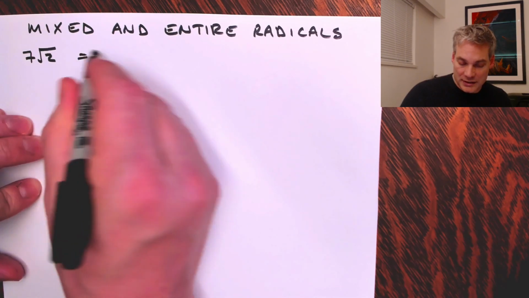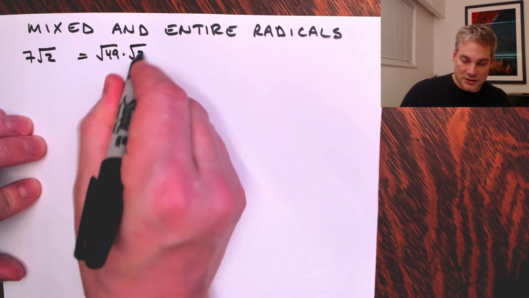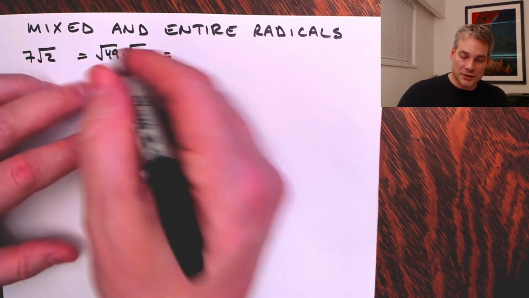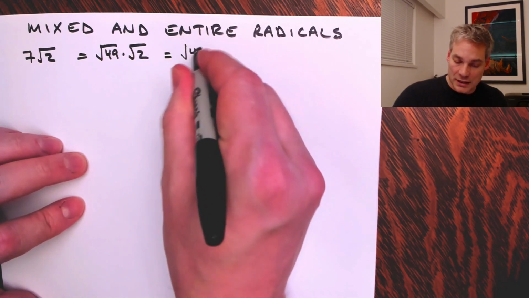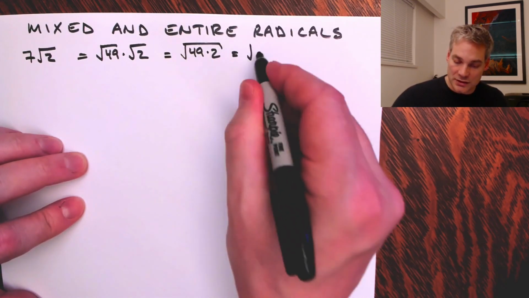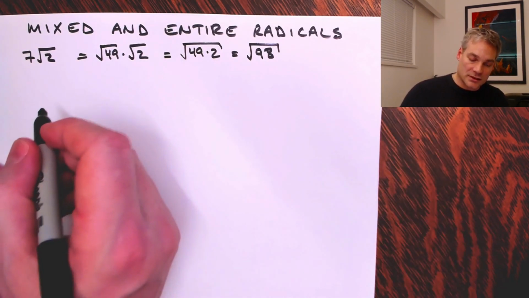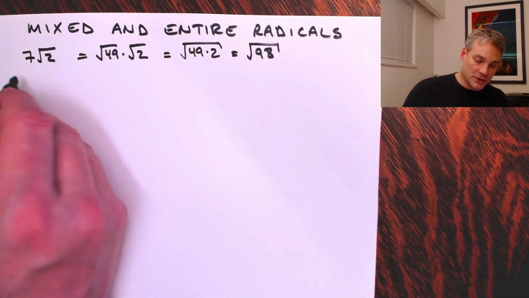Well, it's the square root of 49. So I could say, well, that's the same as the square root of 49 times the square root of 2. And I can actually just mix these or turn them back into one entire thing. So that would be 49 times 2, which is actually just the root of 98. So in this, we've gone from a mixed radical to an entire. So there's other ways we could do this.